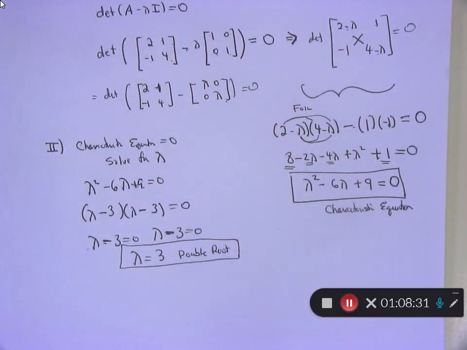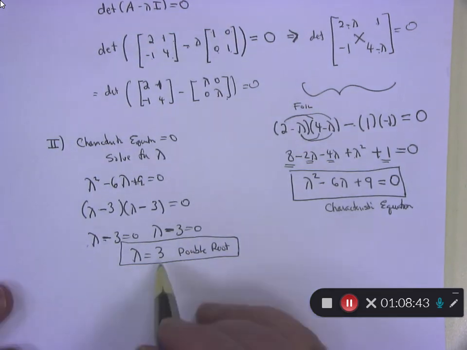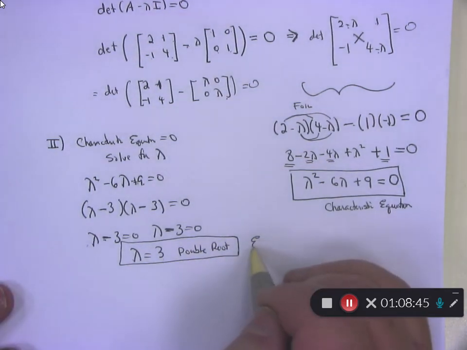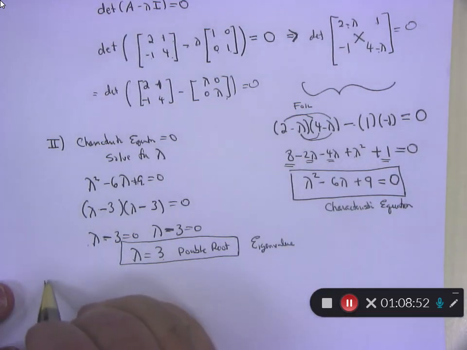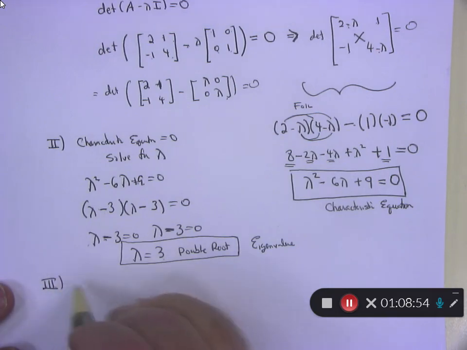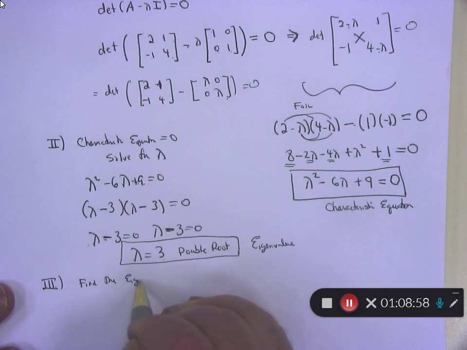So it was a quadratic, so I was expecting to get 2 answers out of this guy, but they happen to be the same answer. This is a double root. So keep going. Got your eigenvalue. There's only one of them for this matrix. So now, step number 3, we need to find the eigenvector.